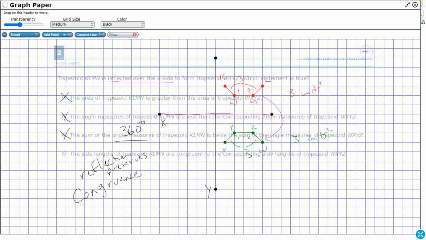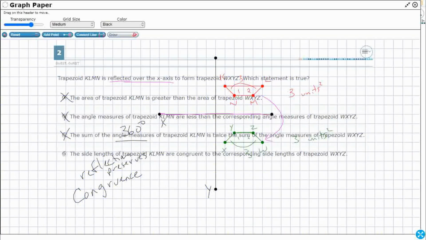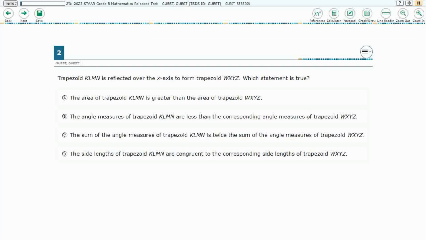The side lengths of trapezoid KLMN are congruent. There we go. Reflection preserves congruence. The side lengths are still congruent. It's the only one that works. The answer here is going to be D.